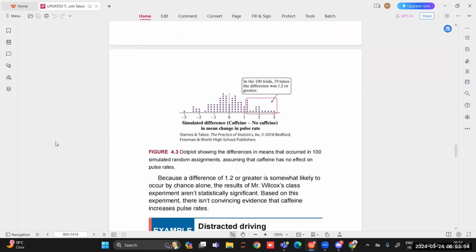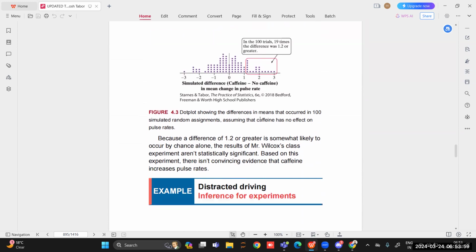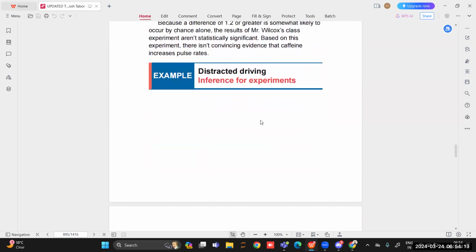See, in the dot plot, 19 times the difference was 1.2 or greater. Because a difference of 1.2 or greater is somewhat likely to occur by chance alone, the results of Mr. Wilcox's class experiment aren't statistically significant. Based on this experiment, there isn't convincing evidence that caffeine increases pulse rate.